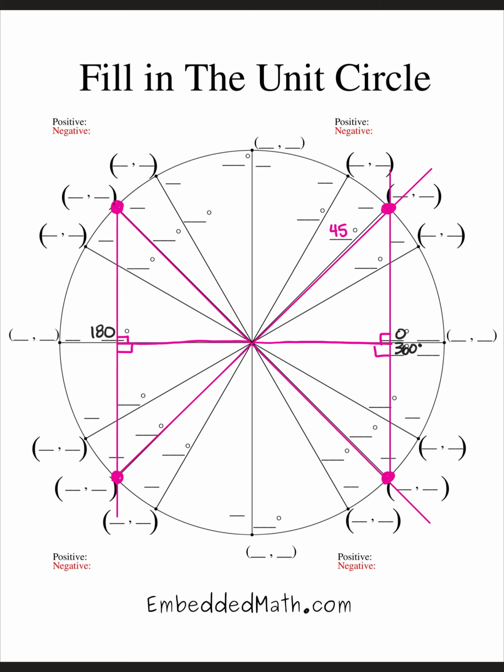Now I'd like you to pause the video and see if you can fill those other 3 angle measures in. So the other 3 angle measures should be 135 degrees, 225 degrees, and 315 degrees.